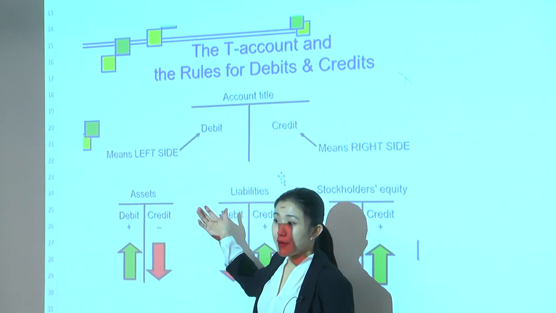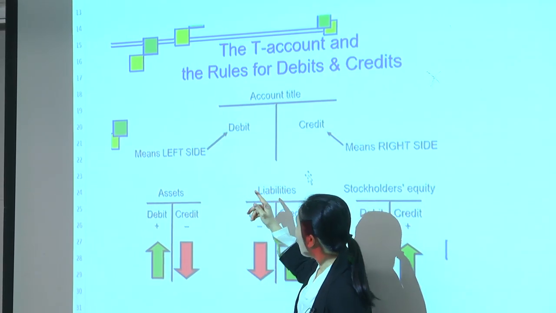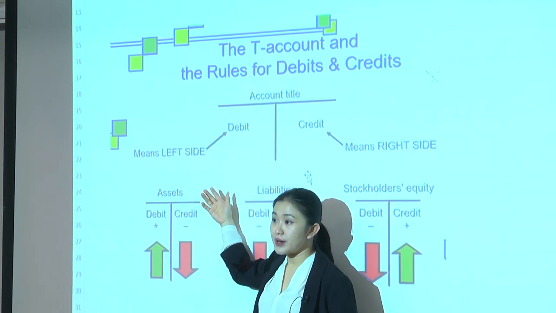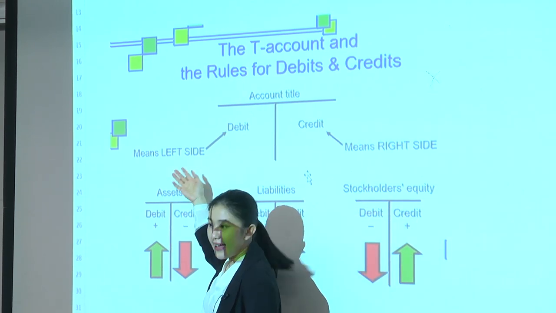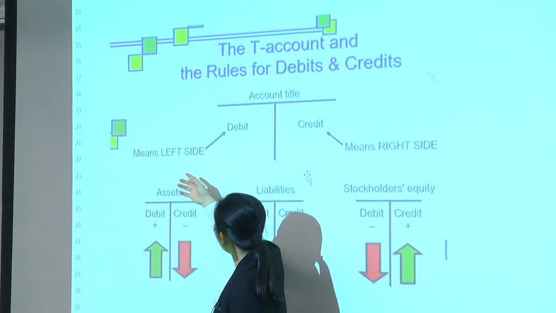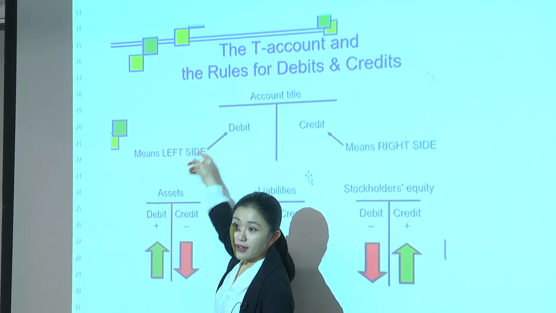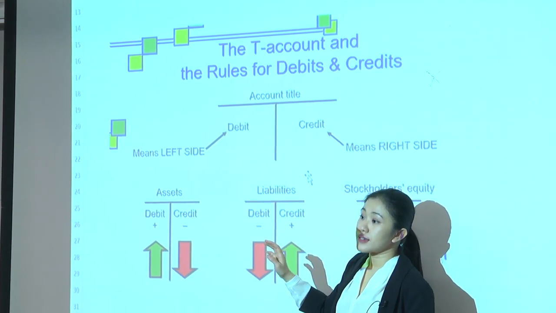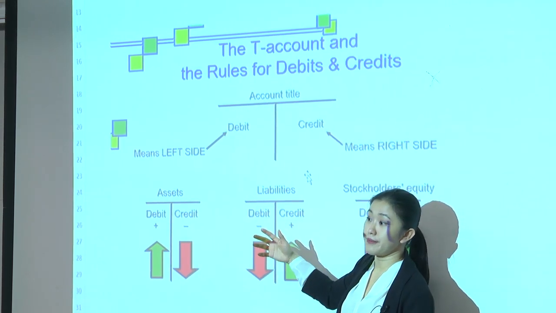When we talk about debit credit, we first have to draw a T account. Debit comes from a Latin word, actually from the oldest Italian double entry book. But nowadays, debit only means the left side of the T account. It doesn't mean anything about increase or decrease, because for different accounts it has different meanings.